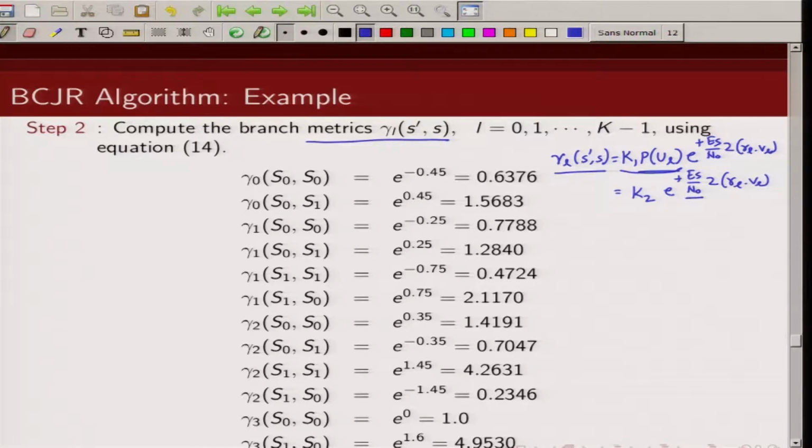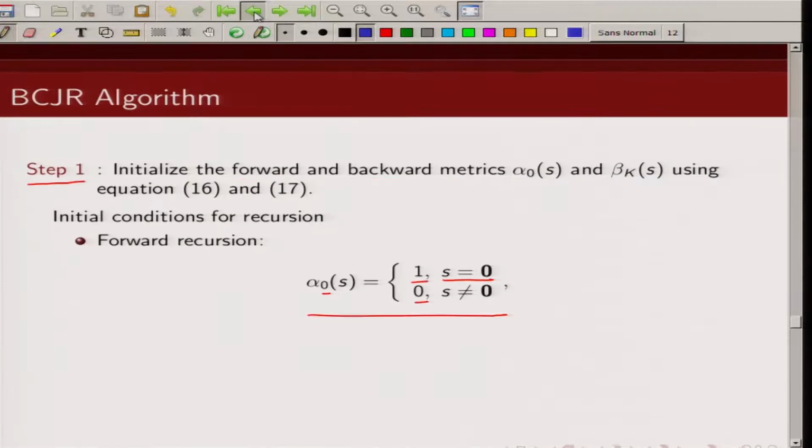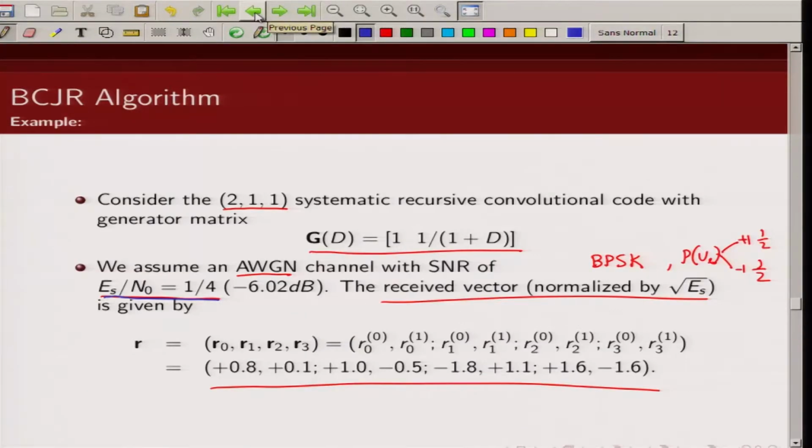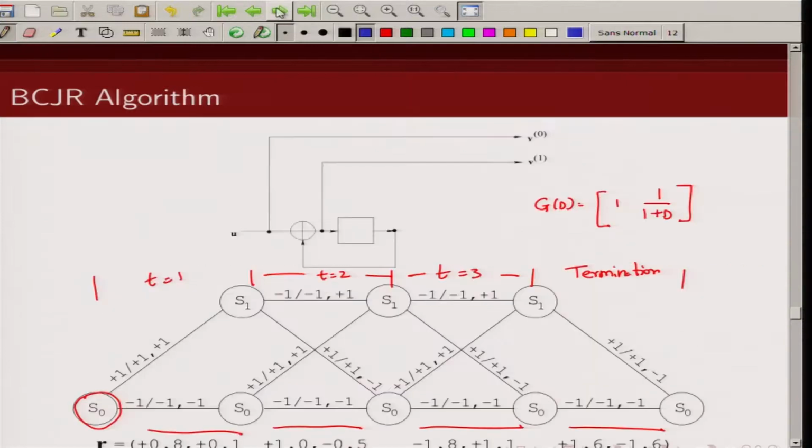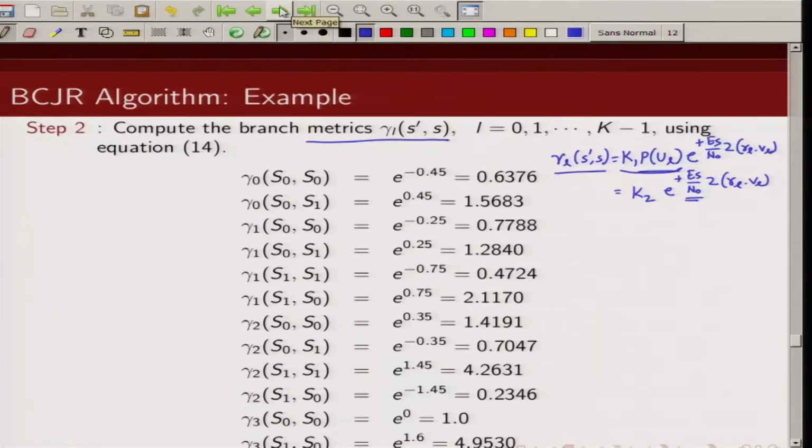Now, in our example, Es by N naught is 1 by 4. If you just go back, Es by N naught is 1 by 4. So, then let us ignore the constant term, and I can write this as RL dot VL by 2. Now, how do we compute RL dot VL? Let us take an example.